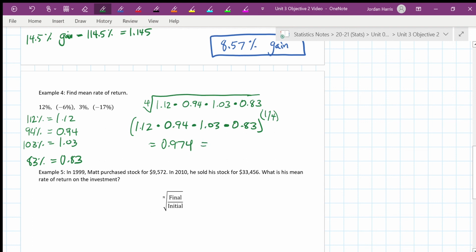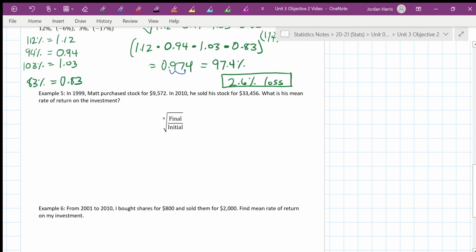Move my decimal twice to the right. I get 97.4%. Now that is under 100, so that means I have a loss. I have to figure out how much. So I subtract 100 minus that, and you get a 2.6% loss. Okay, example 5.